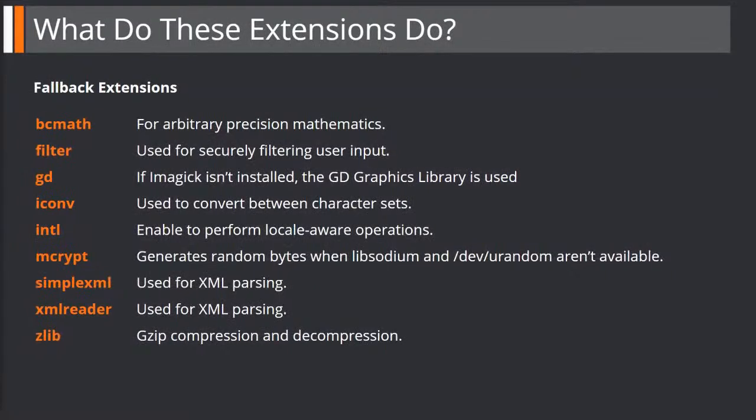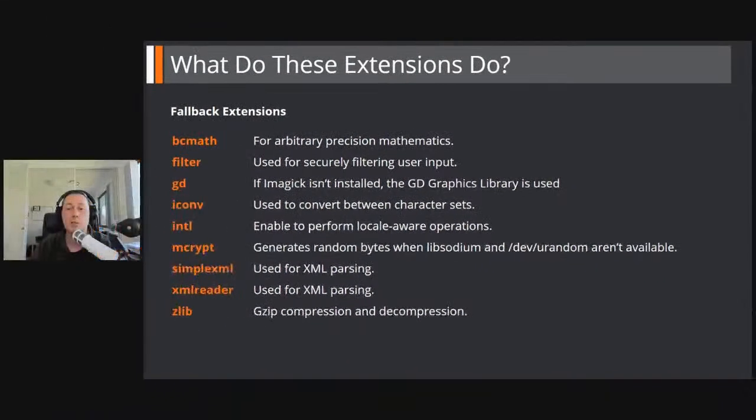Encrypt, that's used for generating random bytes, so it's used a lot for encryption when you're dealing with passwords and trying to authenticate. SimpleXML and XMLReader are used for parsing all the XML data formats, and zlib is a gzip compression and decompression tool. So zip is proprietary, whereas gzip is more open source. So you can use that as a fallback library. So those are the fallback extensions.